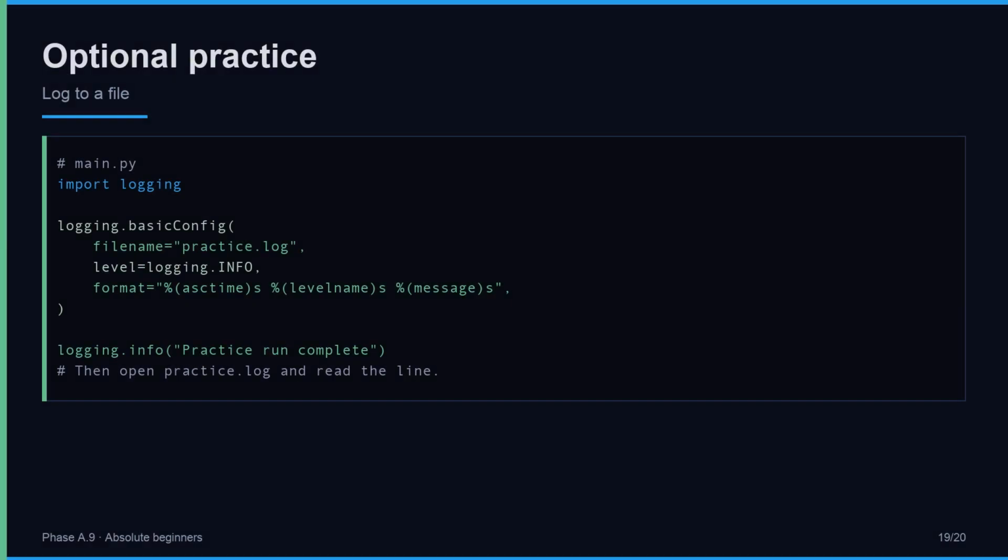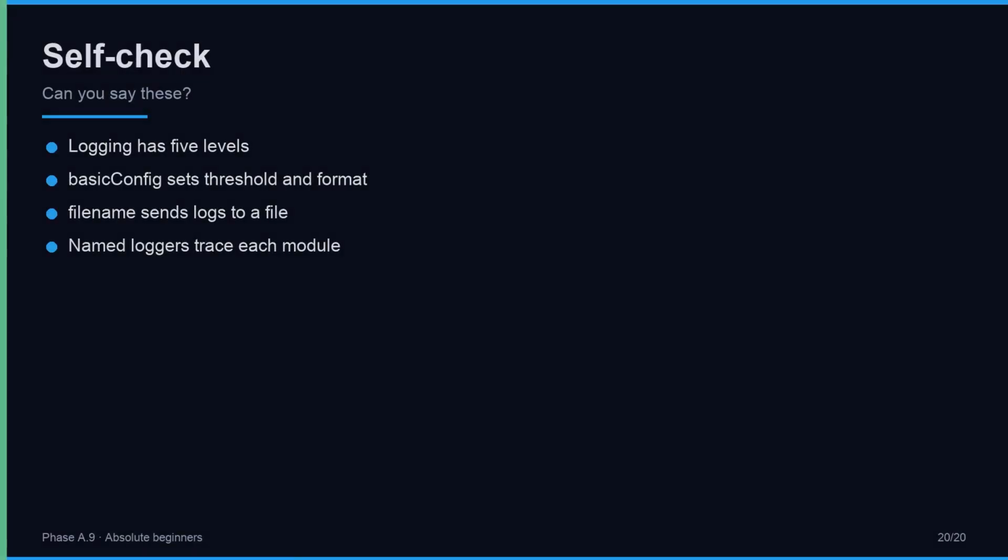If you want a quick practice, configure logging to write to a file called practice.log at the info level. Log an info message saying practice run complete. Run the program with uv run python main.py. Nothing appears on the console. Open practice.log in your editor and you see your line with a timestamp. One config change moved every log from the console to a file, without touching the log calls. Log to a file.